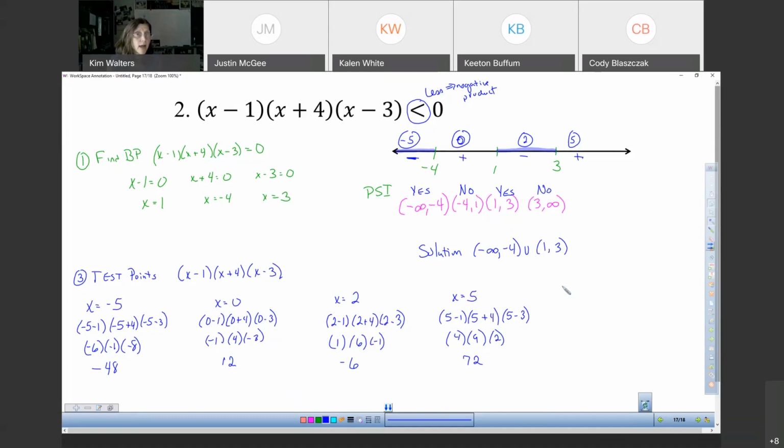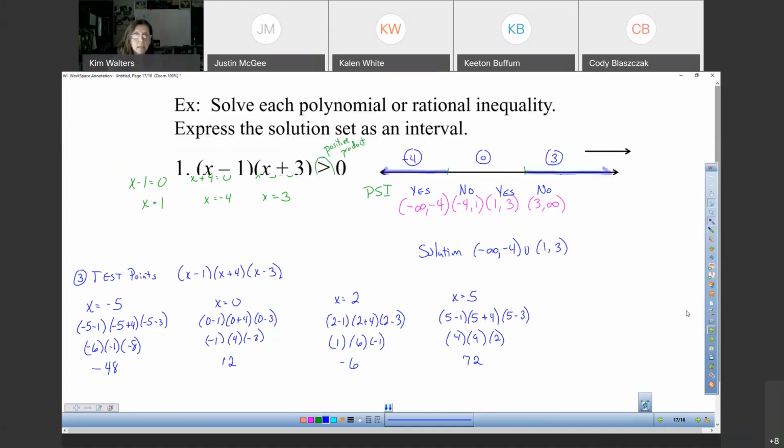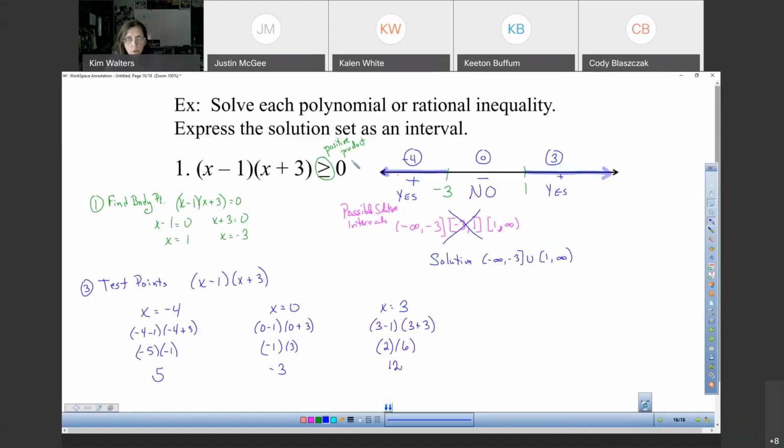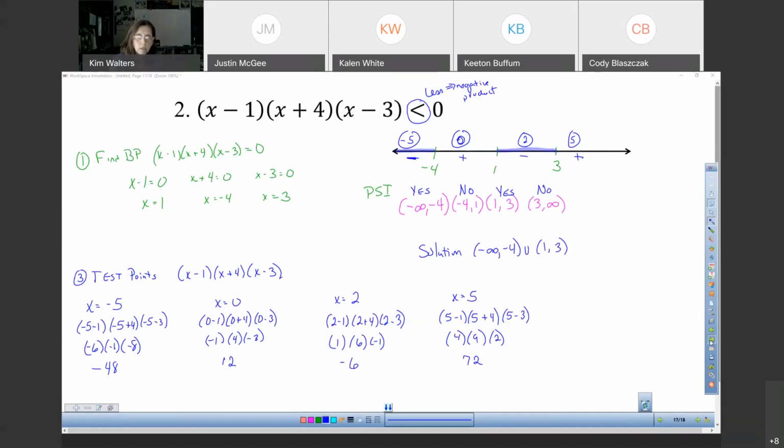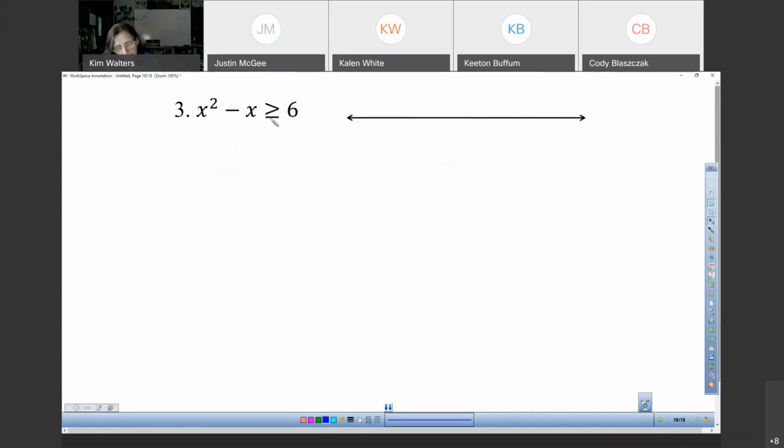Okay. So we've got one more of these. I want to point this out to you again. This one said 0 over here on the right side. This one had 0 over here on the right side. Guess what we're not going to have on this last one? We're not going to have 0 on the right side.